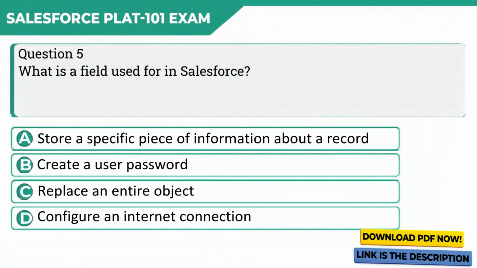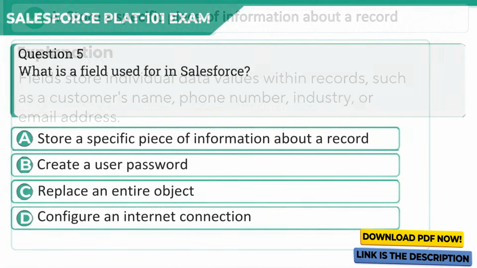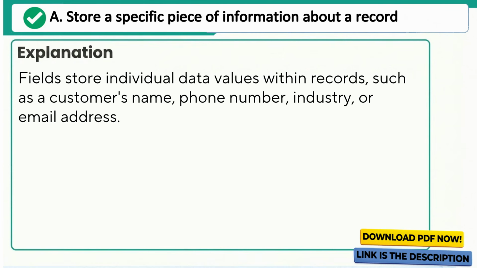Question 5. What is a field used for in Salesforce? A. Store a specific piece of information about a record. B. Create a user password. C. Replace an entire object. D. Configure an internet connection. Correct answer. A. Store a specific piece of information about a record. Explanation. Fields store individual data values within records, such as a customer's name, phone number, industry, or email address.